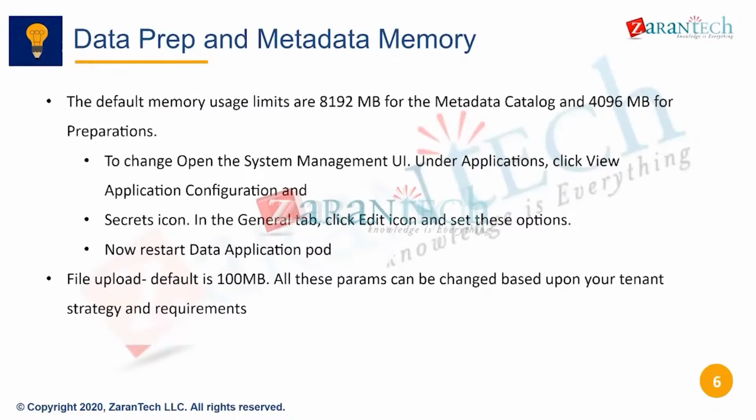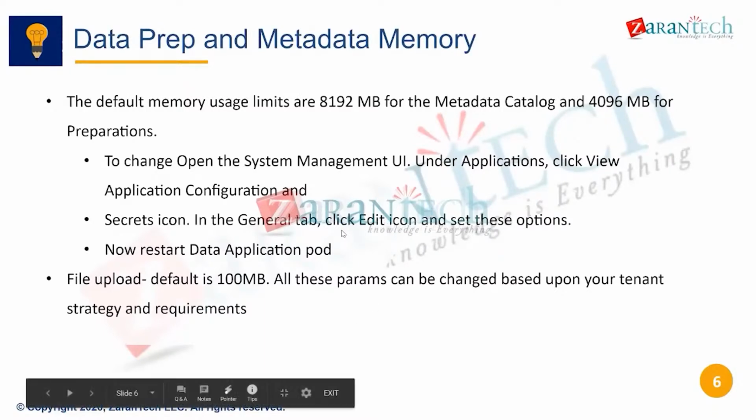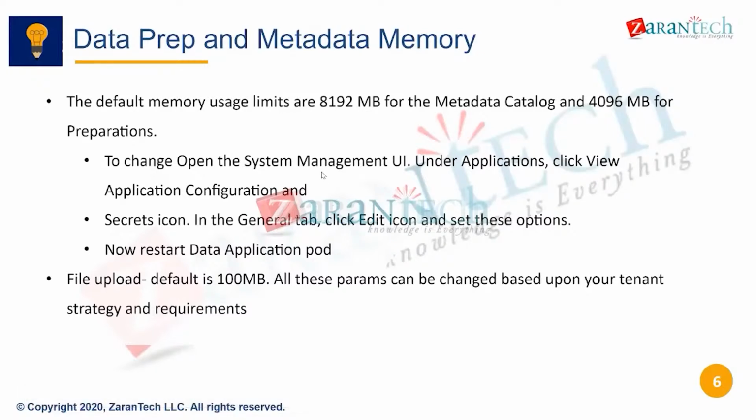We have the data preparation, metadata, and memory. The default memory usage is somewhere around 8 gigs for the metadata catalog and 4 gigs for the data preparation, right? So what we will be able to do here is, as I had told you, configure the system management. We'll be able to configure the secrets, right?